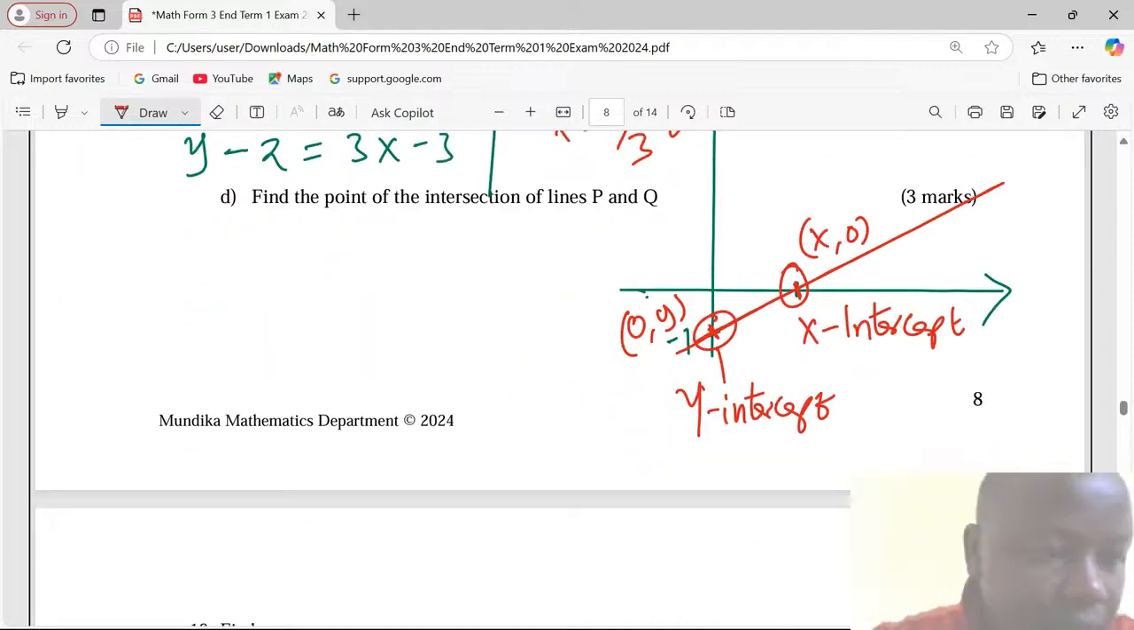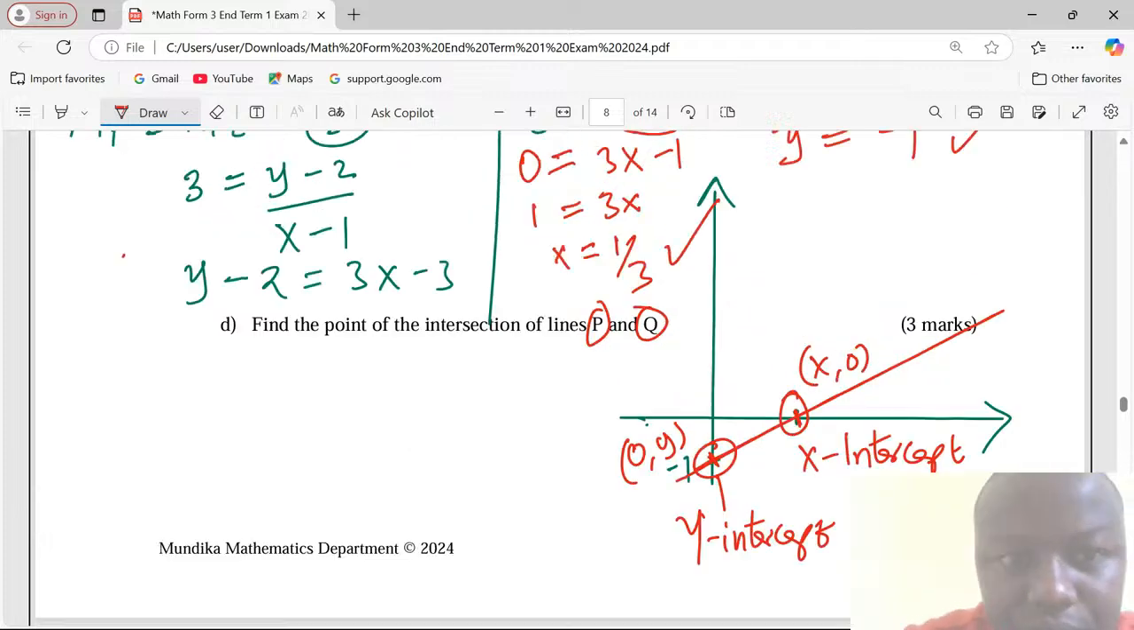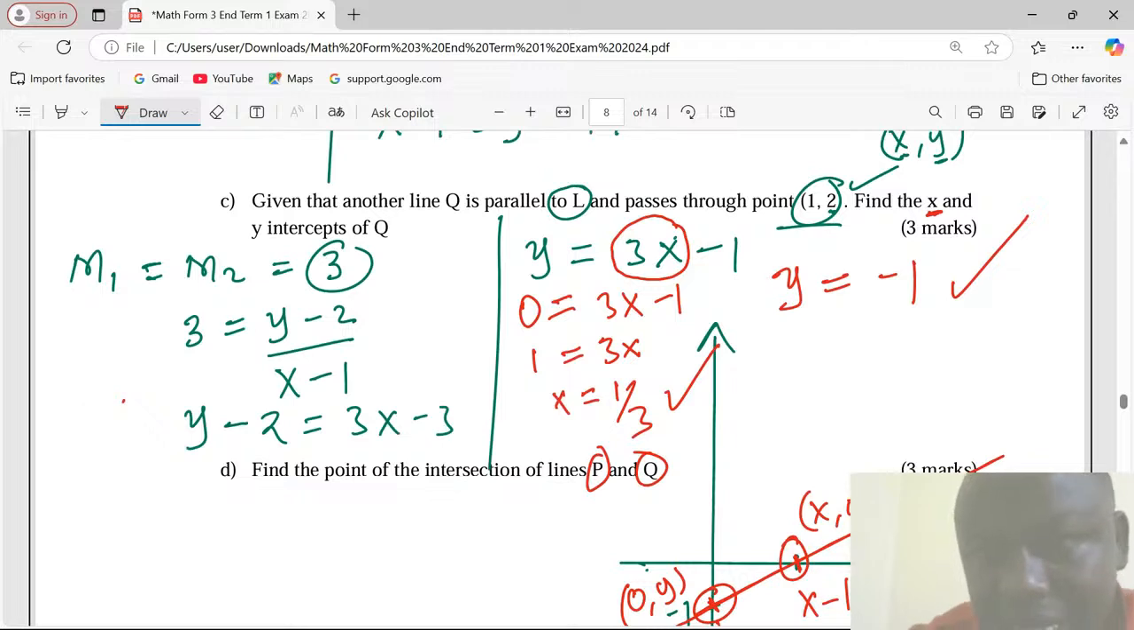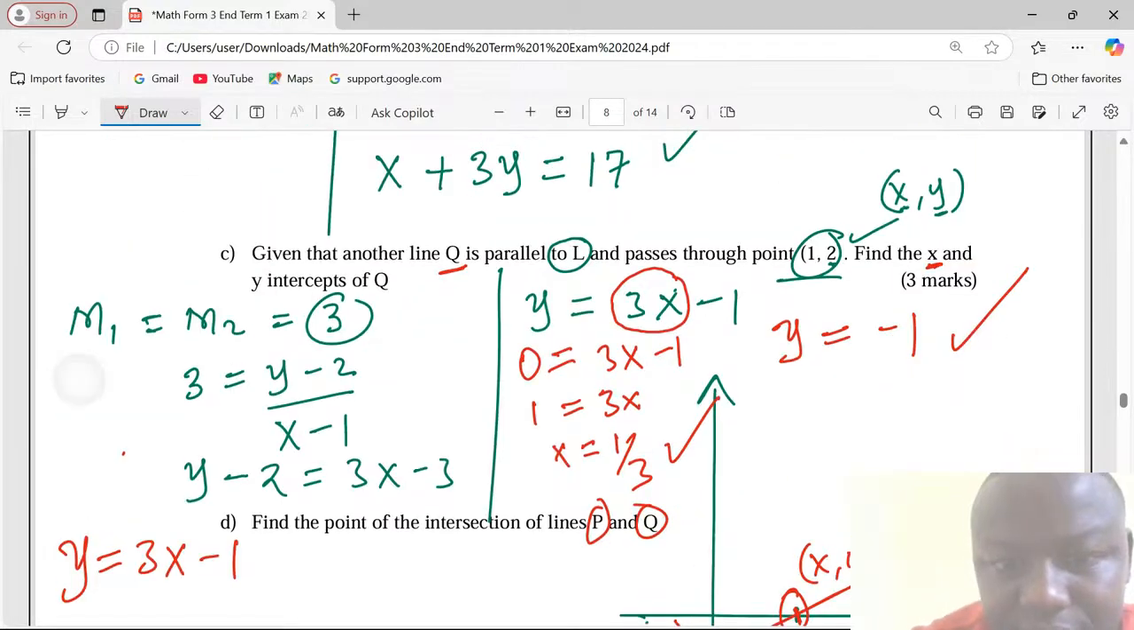Part D of that particular question: find the point of intersection of line P and line Q. So we have the equation of Q, which is y equals 3x minus 1. The other line is line P.